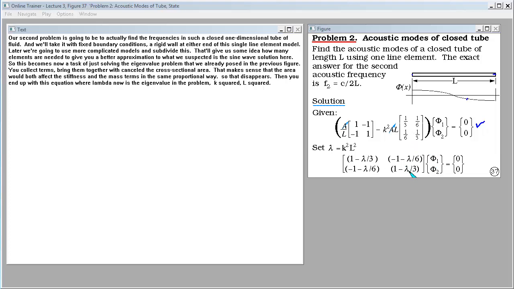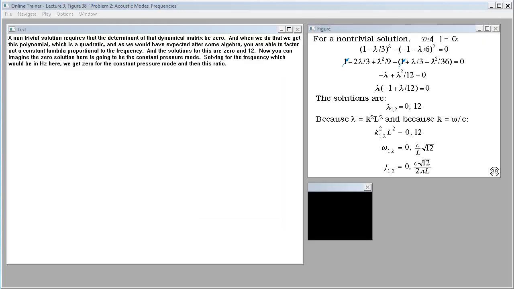That makes sense that the area would both affect the stiffness and the mass terms in the same proportional way, so that disappears. Then you end up with this equation where lambda now is the eigenvalue in the problem, k squared L squared. A non-trivial solution requires that the determinant of that dynamical matrix be zero.